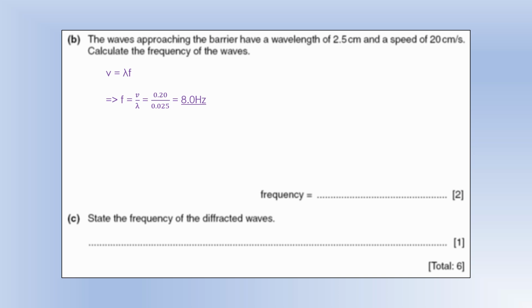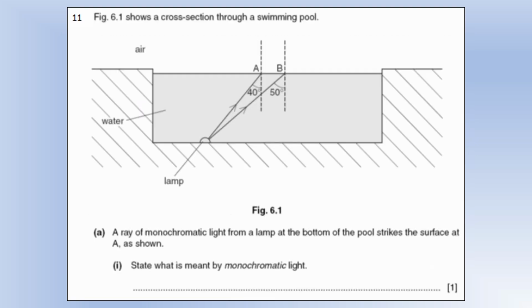So frequency is not affected by any process that can happen to a wave. So the frequency of the diffracted waves is also going to be 8. If they've been refracted, it would still be 8. If they've been reflected, it would still be 8. Frequency just doesn't change with any wave process. Speed and wavelength can sometimes change.